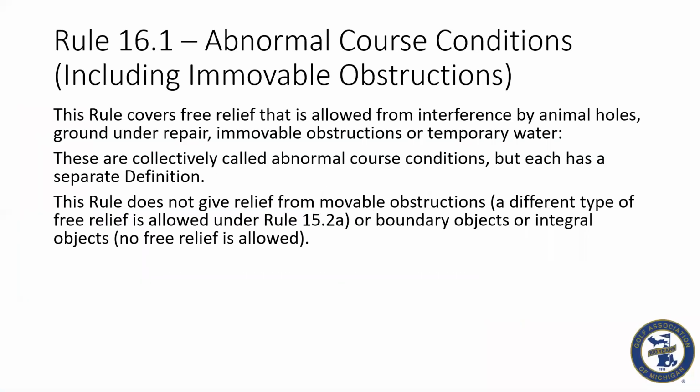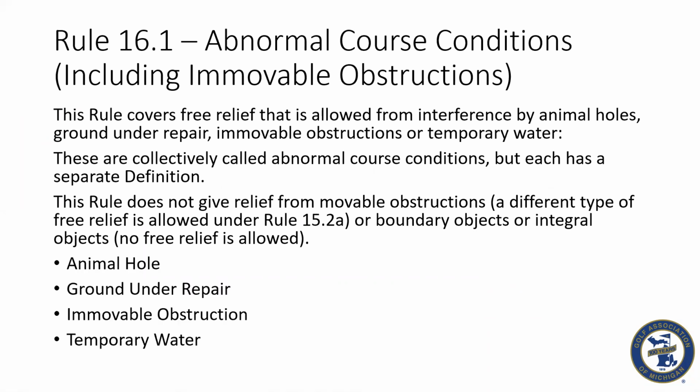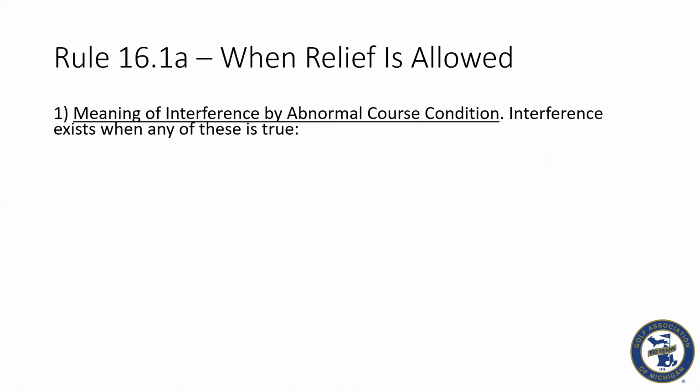So all right, 16. We started this last week a little bit, but again, we're talking about abnormal course conditions, and this year that includes movable obstructions, which are now grouped into this definition. And just so that everyone's clear when we're going through this, we're talking about an animal hole, ground under repair, immovable obstruction, and temporary water. Those are the four areas that are defined as abnormal course conditions.